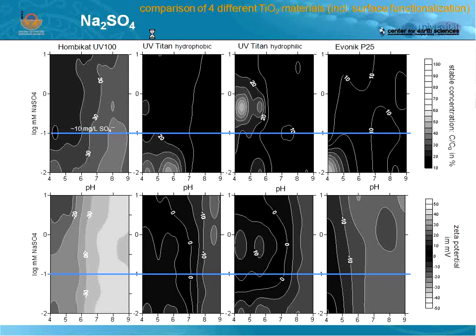With the Hombicat, the problem is that the Hombicat consists of quite large and aggregated structures. And apart from this, it has very, very small and stable particles.